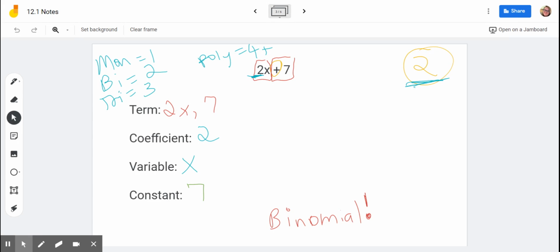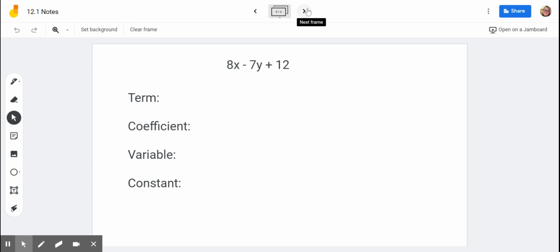That'll be the only question with multiple answers for that section. Again, if I have 2 terms, it's a binomial. All right, we're going to go ahead and go on to the next question. We have 8x minus 7y plus 12. Okay, 8x minus 7y plus 12.